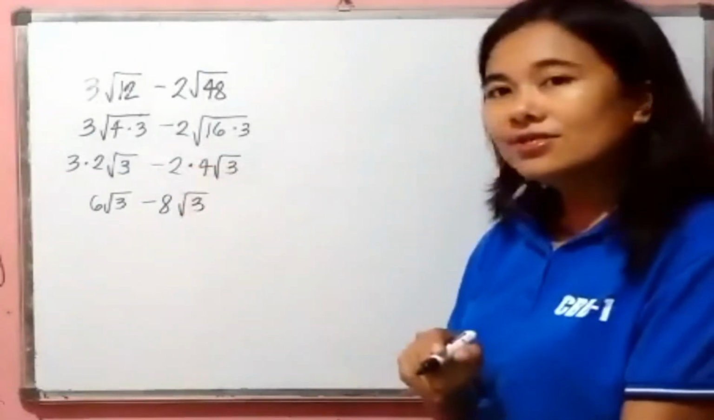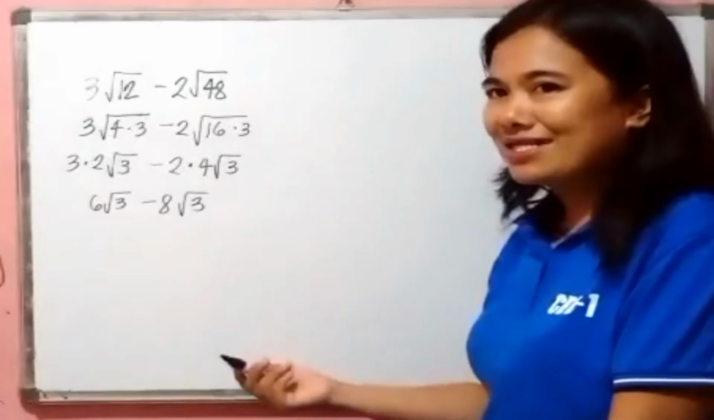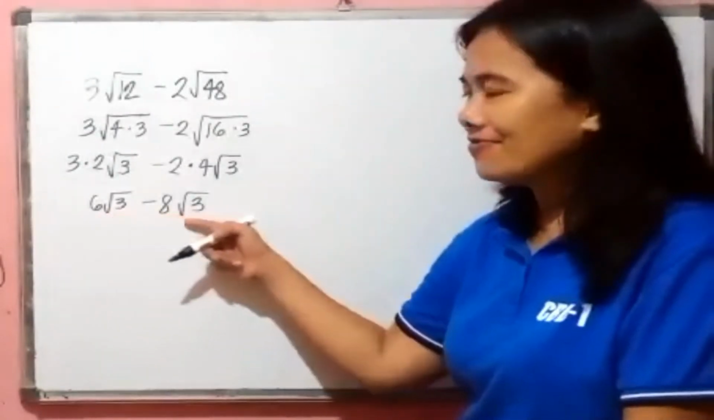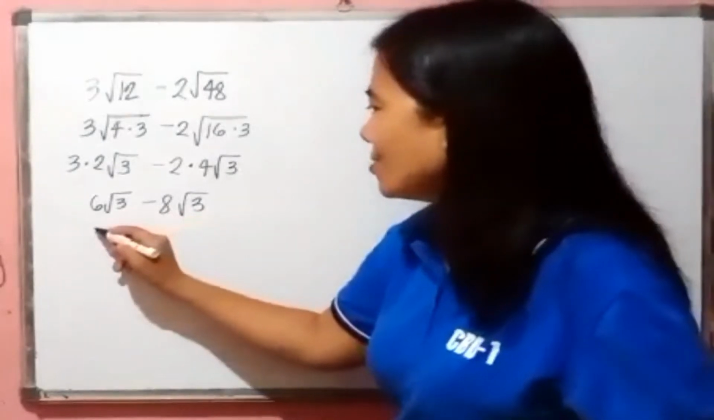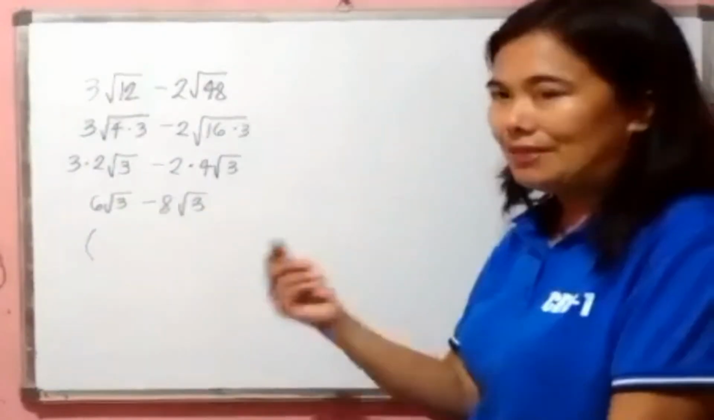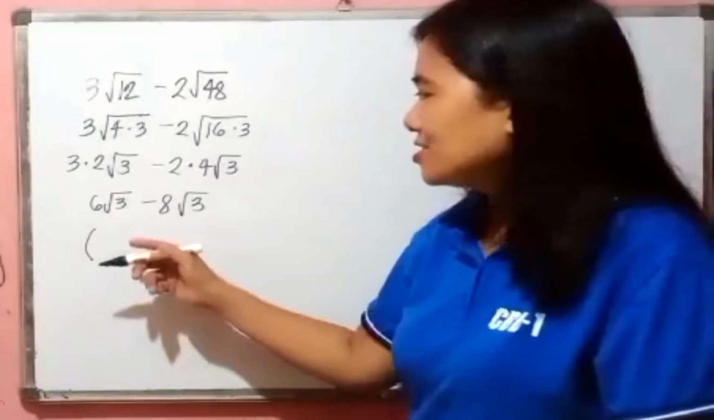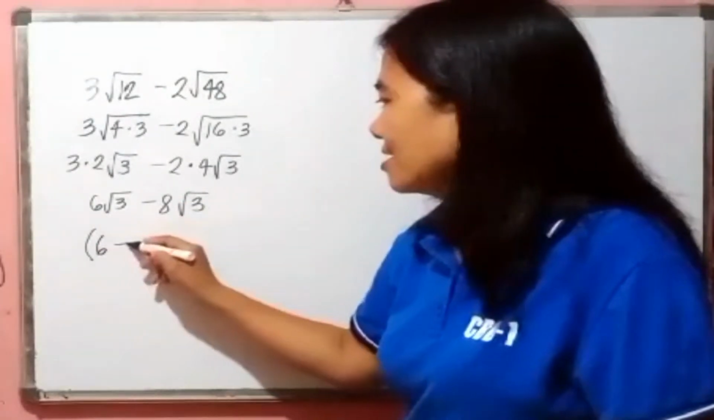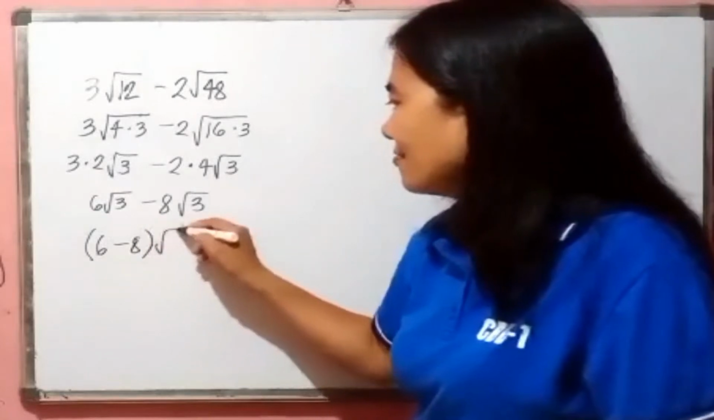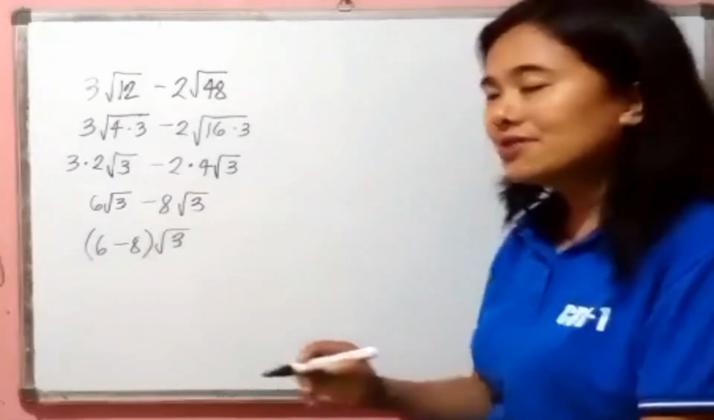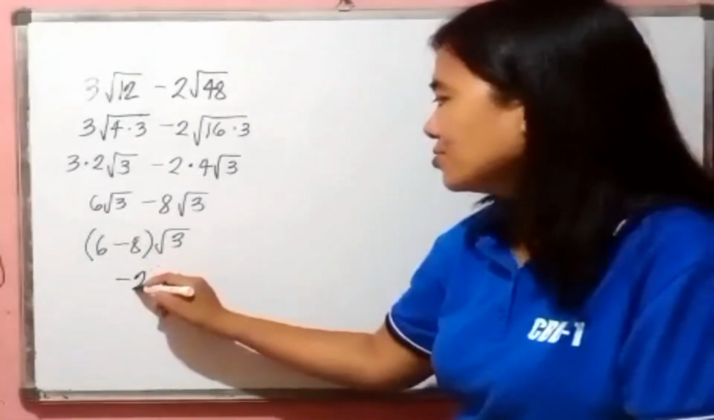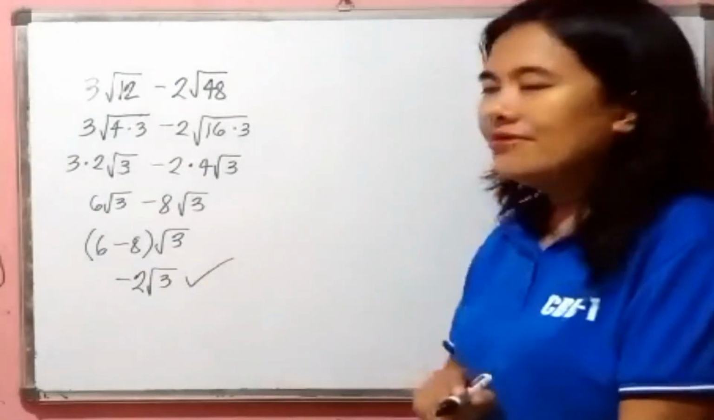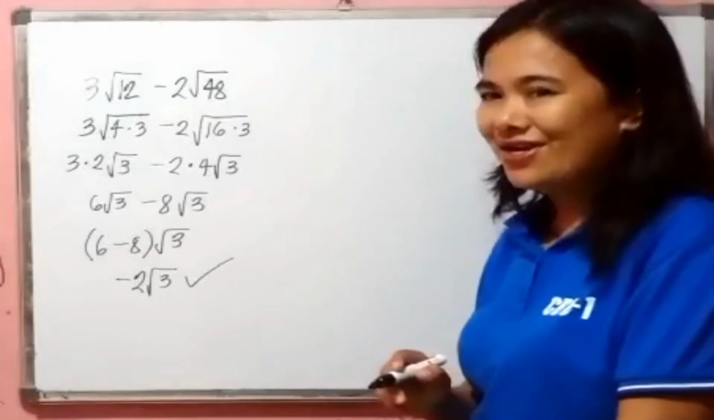Now we can see the similar radicals. Very clear. We have square root of 3 here, two of them. So all we need to do is group the coefficients. The numbers outside are 6 and negative 8. So 6 minus 8 is negative 2 square root of 3. And this is now the final answer.